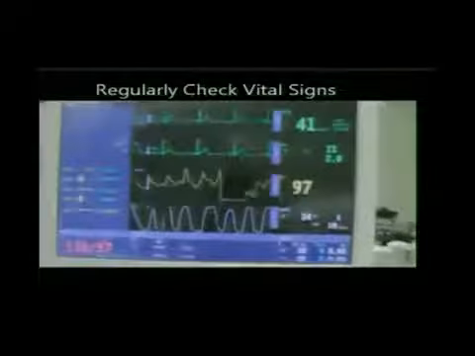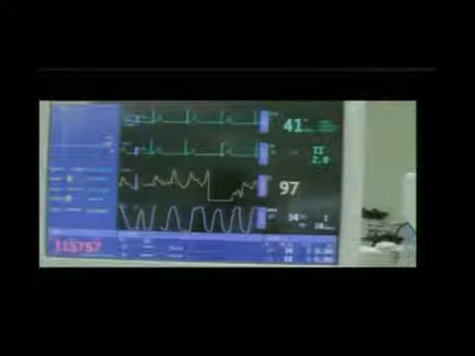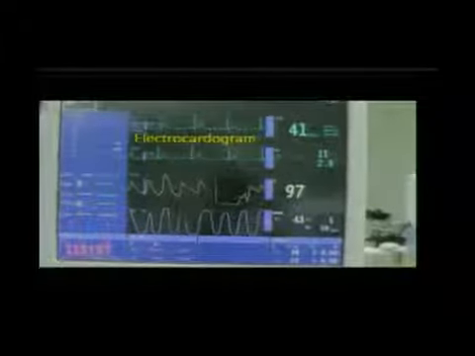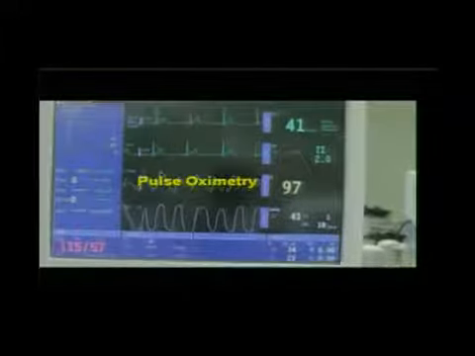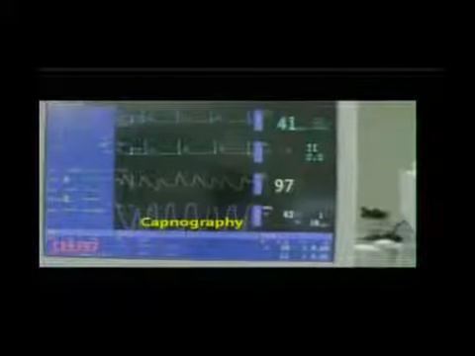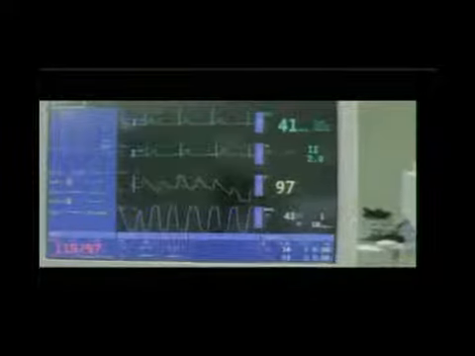Sedated. And he then checks the vital signs. Here's the electrocardiogram up here, the EKG waveform. This is the pulse oximetry shown here. And finally, this nice regular pattern here is the capnometry. That's the carbon dioxide.